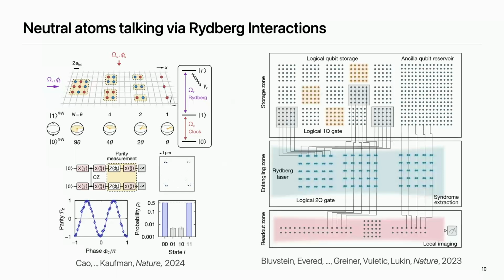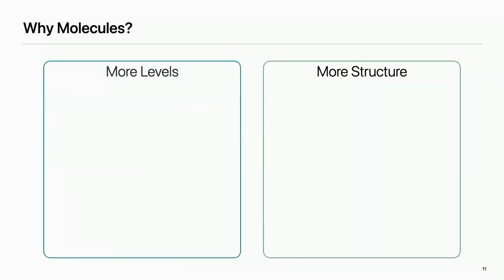So the question I think really is, well, why would you want to use molecules? And the answer is basically, well, there's more stuff going on, and so there are more things you can control, and maybe there are unique things that you can try to leverage. The two things really are that there are more internal levels in a molecule than in an atom, and more geometric structure. These are sort of the same thing.